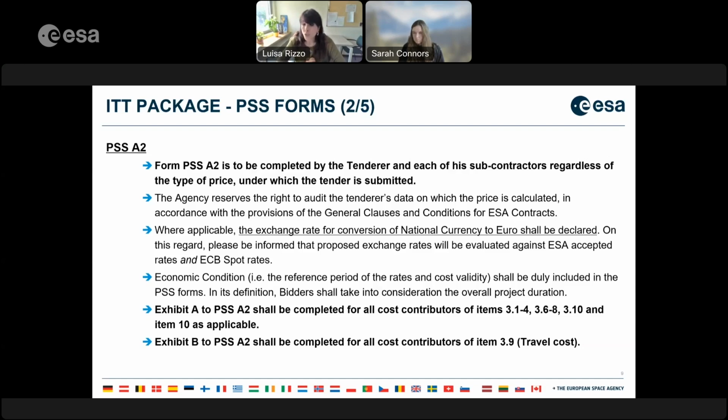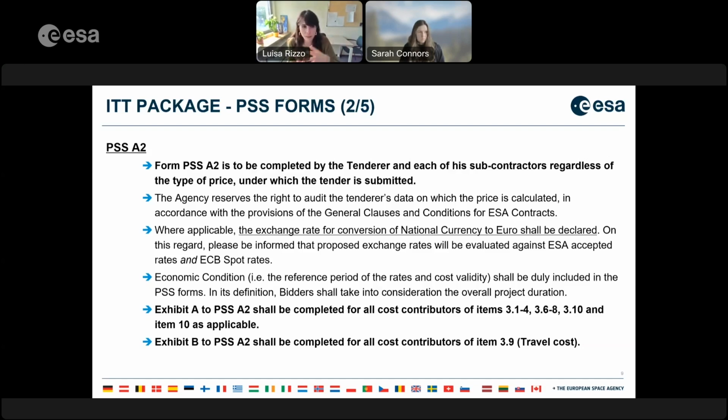Another piece of information which is mandatorily required to be included in the PSS forms is the economic conditions, so the reference period and cost validity. The economic conditions shall be duly included in the PSS forms for both prime and subcontractors. And of course, in its definition, the bidder shall take into consideration the overall project duration.